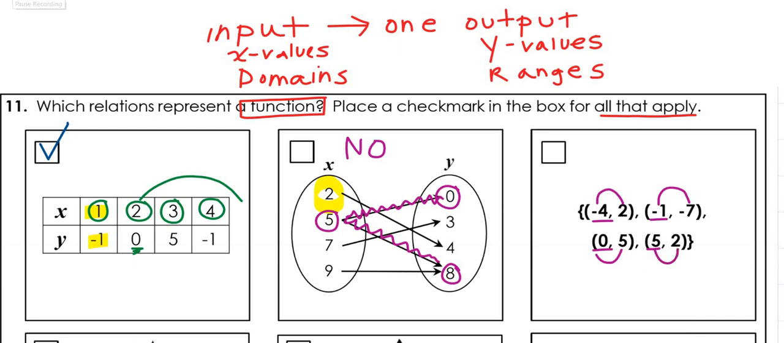If I were to have maybe 5 listed again, but give it another output other than the 2, so let's say it would have an output of, let's say 3, then this would not be a function because we have 5 repeated twice with 2 different y values going along with it. But that's not the case. We only have one x value listed for each one of the numbers. So that means yes, this is a function. Let's keep going.